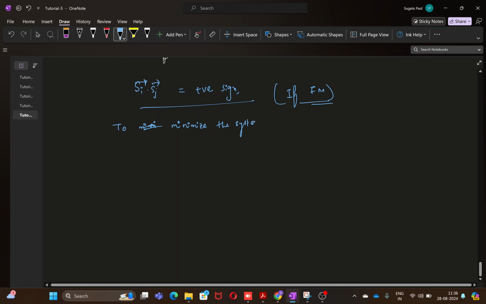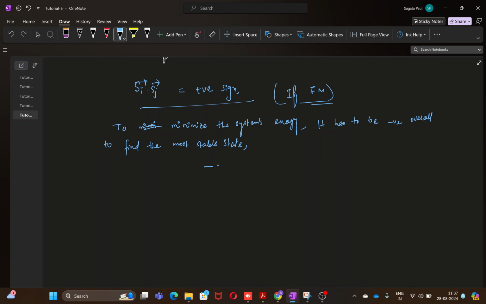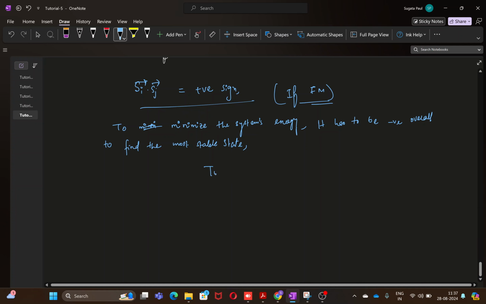To minimize the system's energy, the Hamiltonian has to be negative overall to find the most stable state. And because the Hamiltonian already has a negative sign, and because your Si·Sj is positive, the only thing that can assure the negative sign in the Hamiltonian, or the minimization of energy, is the condition J greater than 0.